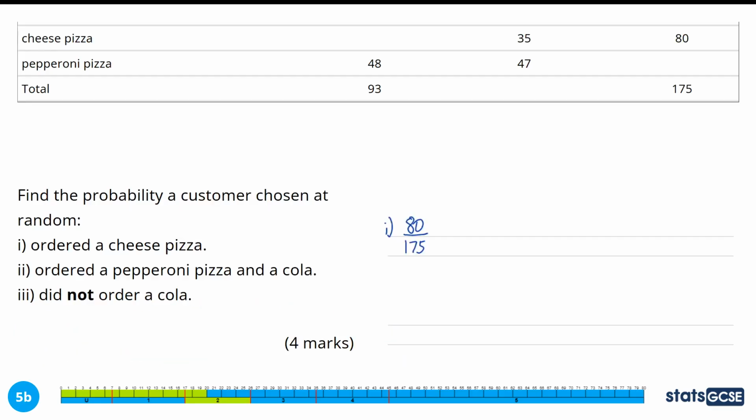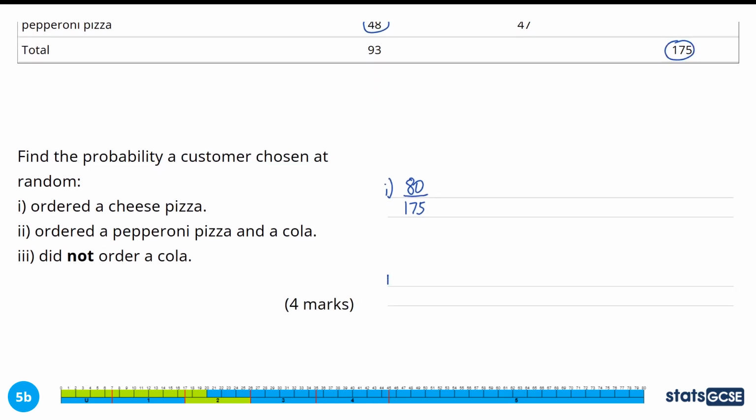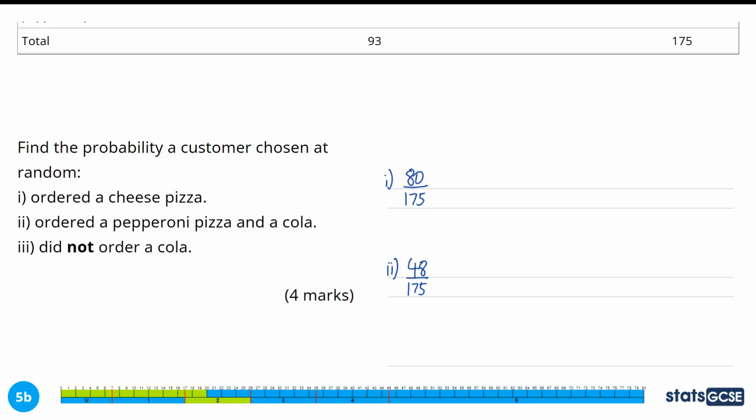Next, let's look at part 2. Ordered a pepperoni pizza and a cola. So cola and pepperoni pizza is here, so that's 48. And again, there's 175 altogether. So it's going to be 48 over 175. Finally, we're looking at did not order a cola.